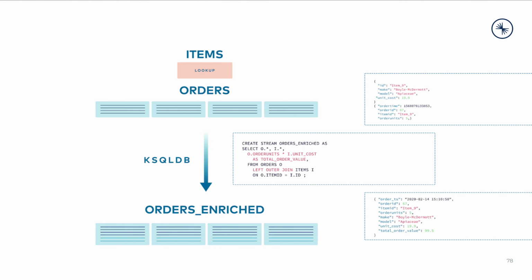The enriched order information is written to a new Kafka topic. ksqlDB can process every existing event in the orders topic and then every single new order event that arrives in near real time. That's it for lookups and joins.